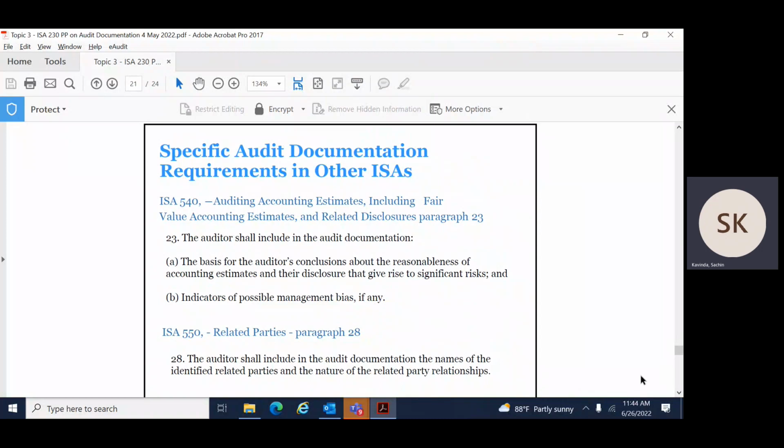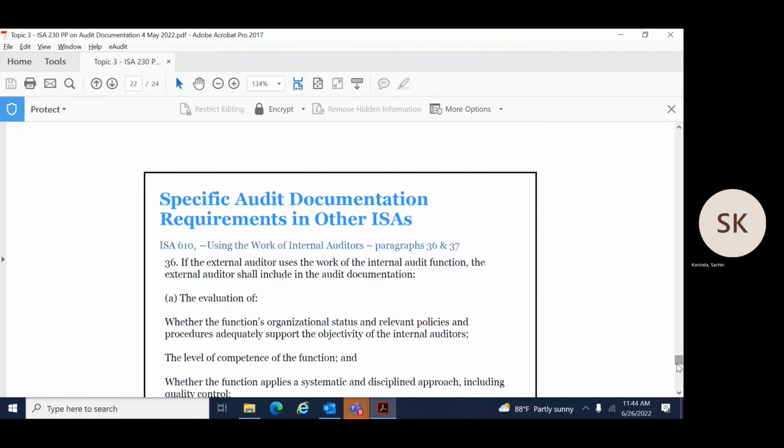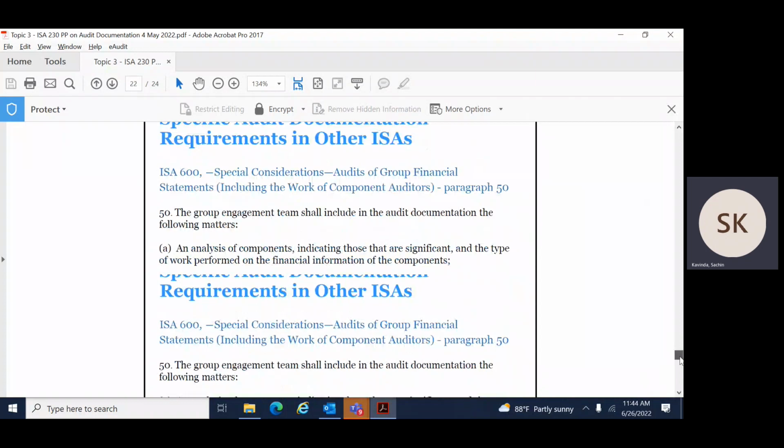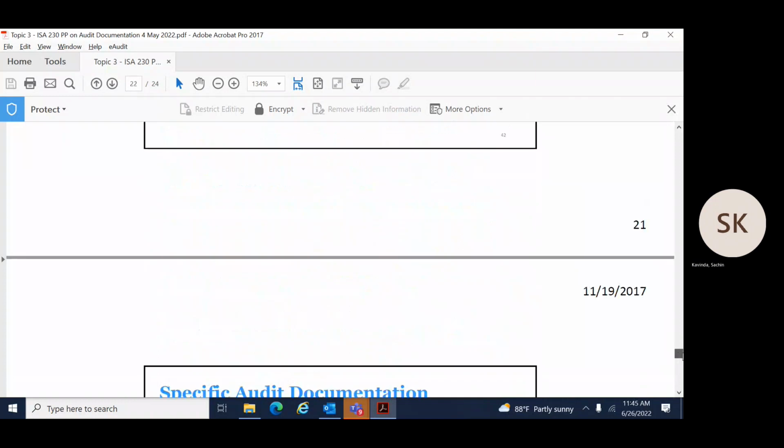ඊට පස්සේ ISA 550 related parties. The auditor shall include in the audit documentation the name of the identified related parties and the nature of the related party relationships. මොනවාද related party relationships ඒවා අපි document කරනවා. information අරගන්න ඕන. ඒත් ඒ වගේ documentation part එකක් යනවා in terms of RPT, නැත්නම් related party transactions.